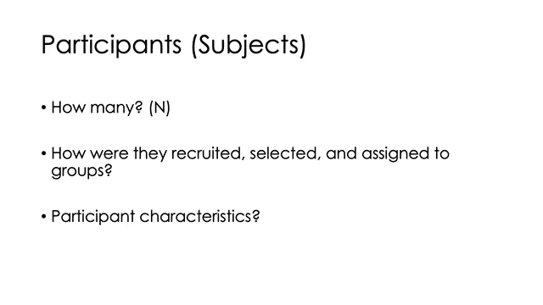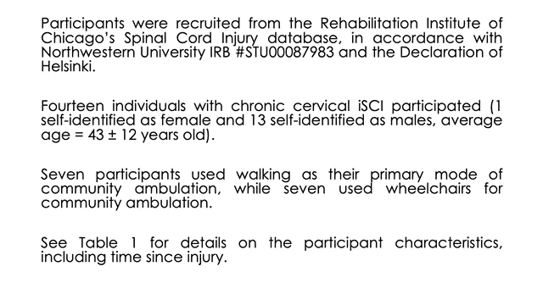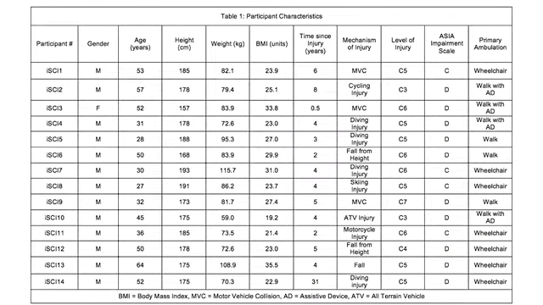For instance, to start out with participants: how many? How did you recruit them? Any interesting characteristics that might be useful for the reader. Here's an example of one of my past papers. How we recruited them is listed first, then the number and characteristics, such as half of them used a wheelchair for primary community ambulation, where half walked. And then I included a table. It's always useful to include a table of your participants, and here we have that displayed.